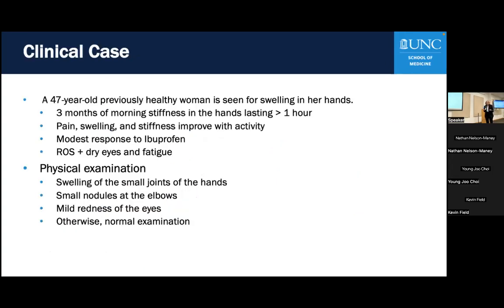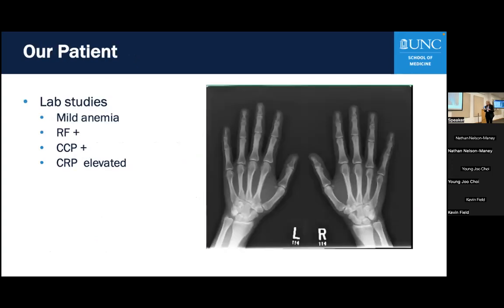So let's go back to our patient. This is our 47-year-old woman who had 3 months of stiffness. She'd had a modest response to ibuprofen. She had dry eyes and fatigue. She had swelling of the small joints of the hand, small nodules at the elbow, mild redness of her eyes, but otherwise all was well.